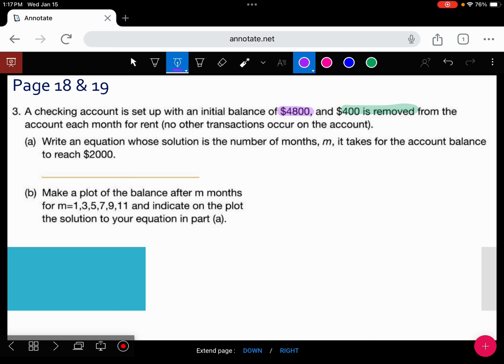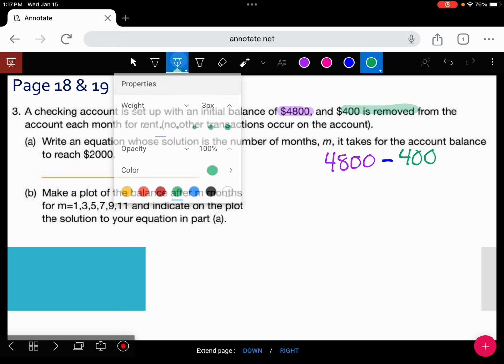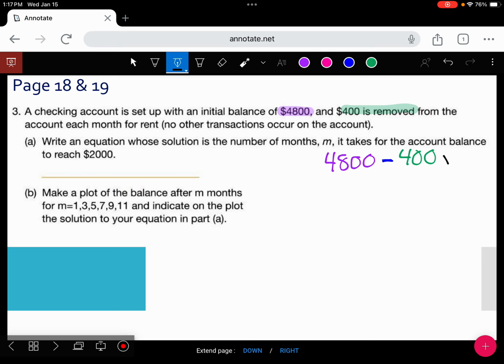What you got, Cameron? Y equals 4,800 minus 400x. Our 4,800, that's our starting amount. And we are removing $400 every month. So month 1, we remove $400. Month 2, we remove $800. Month 3, we remove $1,200. So it's removing $400 each month. And that's going to equal our balance.